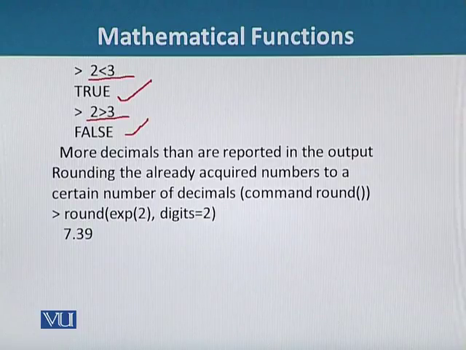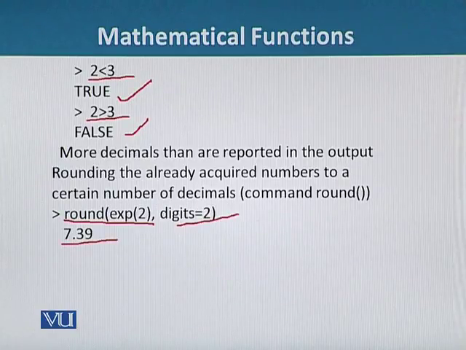Moreover, decimals are reported in the output. Therefore, the number of decimals in the output can be limited. This can be accomplished by rounding the already acquired numbers to a certain number of decimals. For example, if we write the command round, exp(2) and digits 2, it means that we will get 2 digits after the decimal. So for the exponential of 2, we will get the answer 7.39. If we do not write the digits 2, then we will get more digits after the decimal.